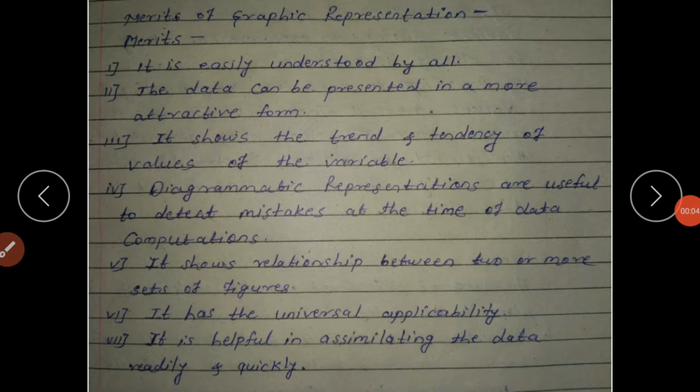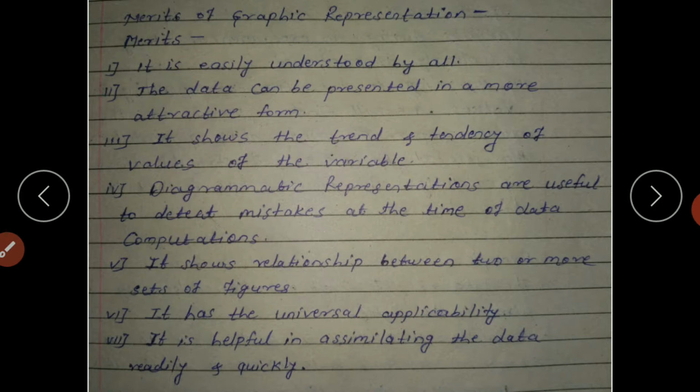So we have just completed the types of graphic representation, in which we have seen four types. The first one is a histogram, the second one is frequency polygon, the third one is frequency curve, and the fourth one is scatter or dot diagram. All these graphic representations are used to plot a graph from grouped data information.